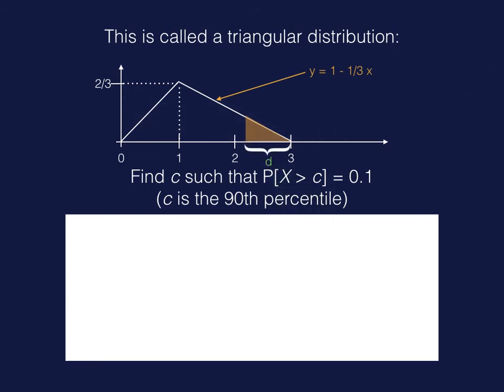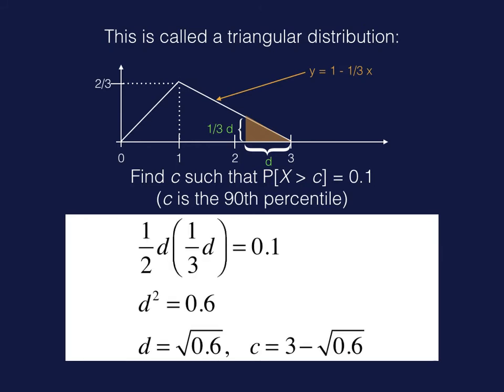All right. I'm going to define the base of the triangle as d. And using what I know about that straight line, above it, the height of that triangle must be 1/3 d. If you think about that straight line function, the height must be 1/3 the base. Okay, this is a much easier question to solve then. The area of the triangle is 1/2 d times 1/3 d, and d is then the square root of 0.6, which means that c is 3 minus the square root of 0.6. Okay, so that's how that one works.